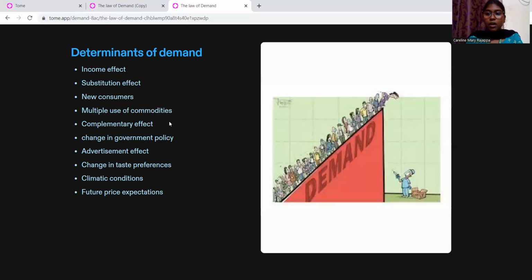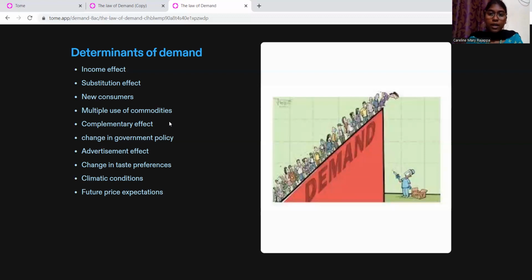Advertisement effect is like a celebrity doing an advertisement for a particular product. Because of that, people tend to buy that product because of the celebrity. That is a determinant of demand. Next comes the change in taste preferences. If the taste is very bad for a product, then the demand is low. If it is very good, then the demand is high. That explains the change in taste preferences.